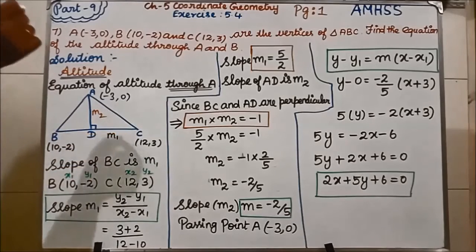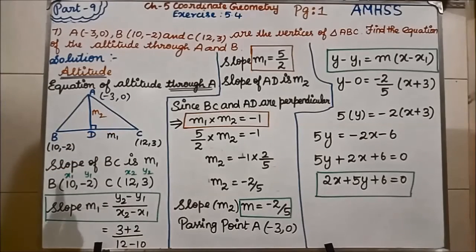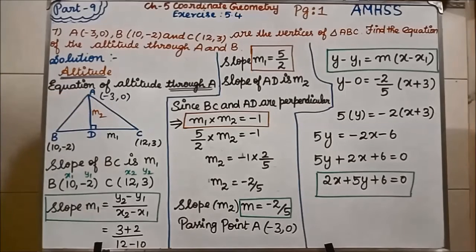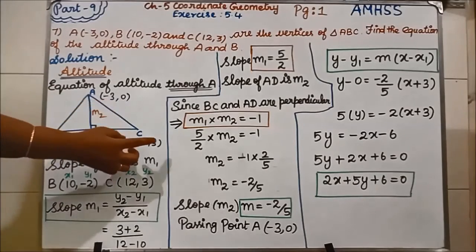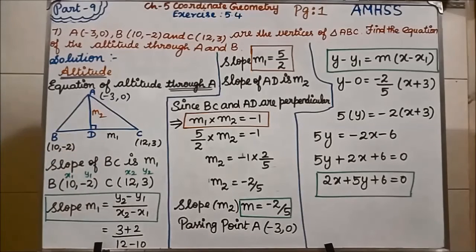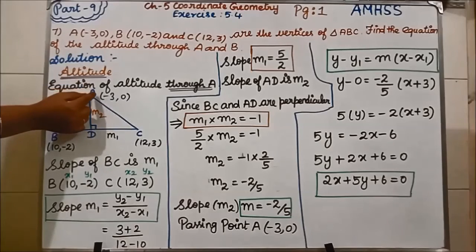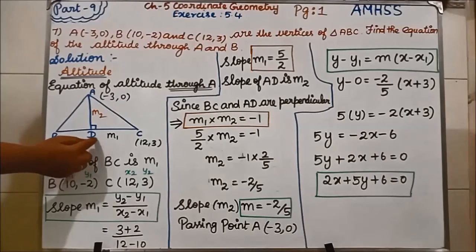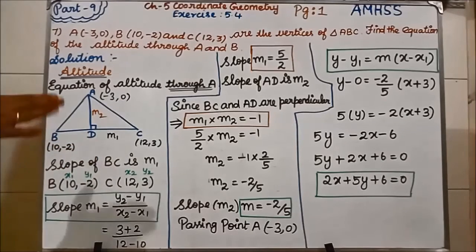So now slope of BC is what? M1 is equal to 5 by 2, we have got. Then another slope we have to find here. What is the slope of AD? M2 we have to find. See students, for the slope of BC we have the B point as well as the C vertex, so we easily find this M1 value. But to find the M2 value, we have only the vertex A. Do we have vertex D? We do not have it. So we cannot find the slope M2 directly.